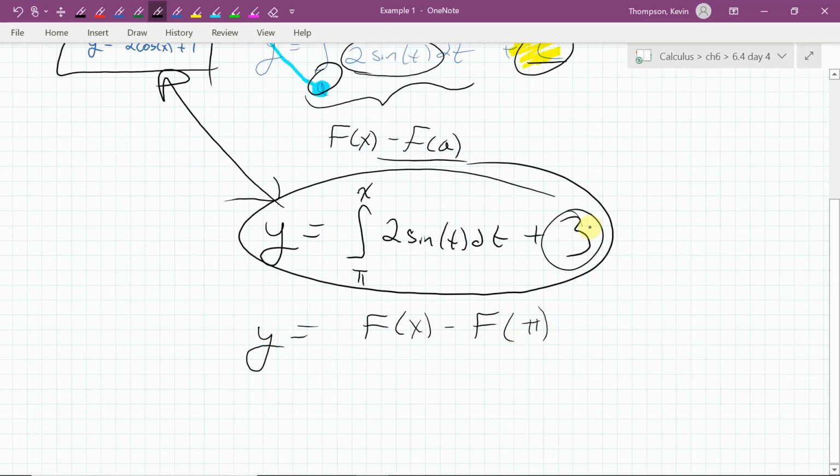Wait, are you saying because this is really f of pi? I'm sorry. I pushed that up. That this is really f of pi? So if I write this out, I would have something that looks like that.